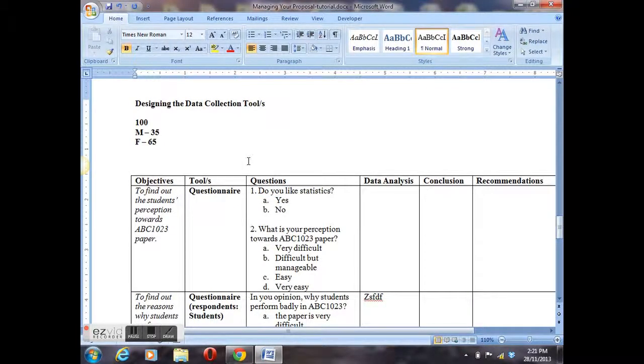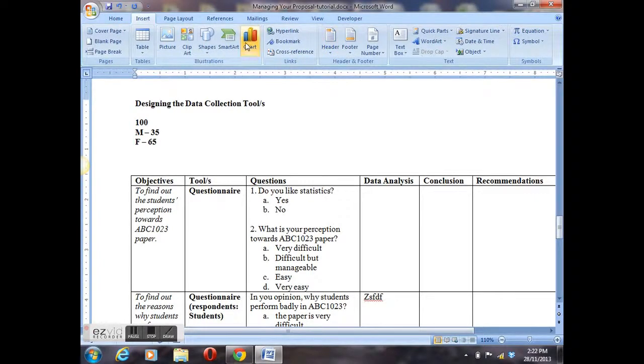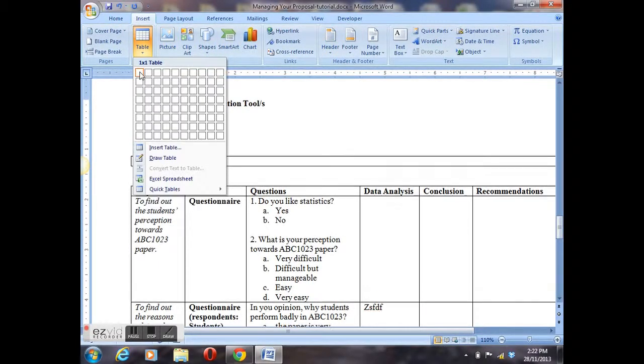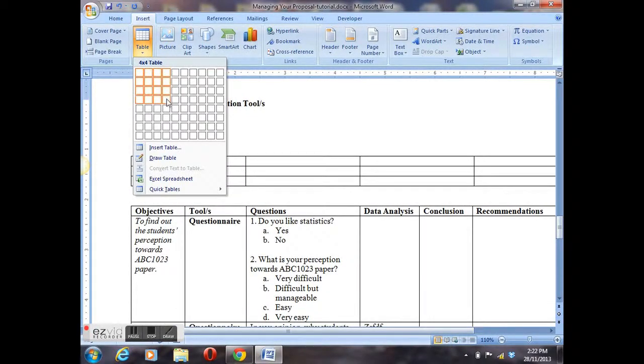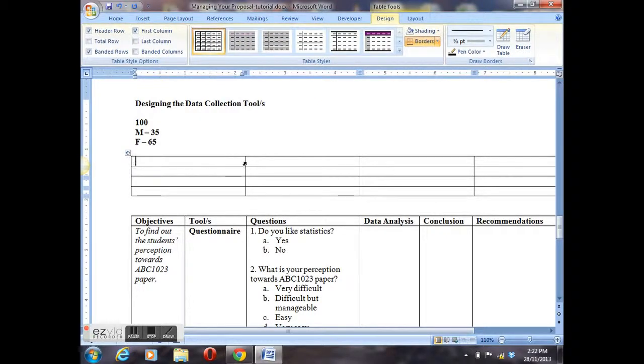Perhaps I will insert one table. Insert one table. Where is it? Okay, this is male, female, and also the total number. So let's say this is a table. This table is for question 1.